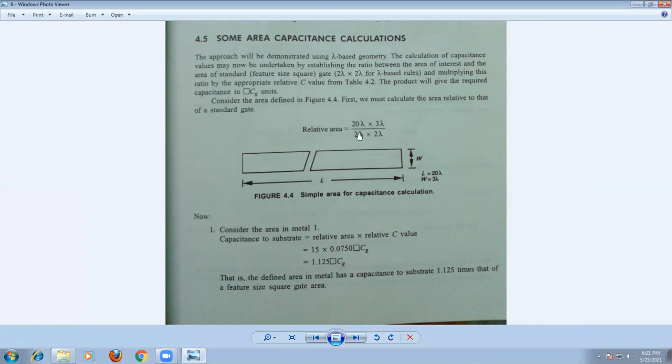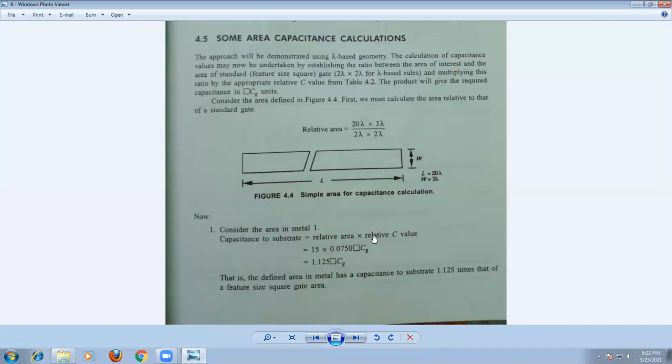Okay, standard gate area. So calculate the value, that is the relative area, which equals 15 here depending upon this lambda's value. Now this is the metal one. So metal one to substrate capacitance is here. Capacitance to substrate indicates metal one to substrate capacitance. In terms of relative values, we find the relative area multiplied by the relative value of the C. All values must be relative.